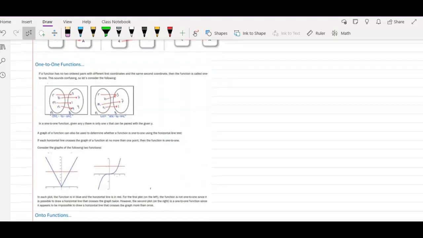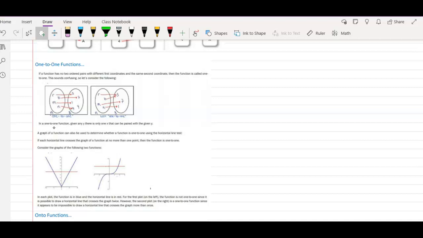Here's another way to think about it. If a function has no two ordered pairs with different first coordinate and the same second coordinate, then it's called one-to-one. So for example, right here, I don't have any arrows going to the same number. So this would be an example of a one-to-one function. On the right, however, both R and B go to the number 3.